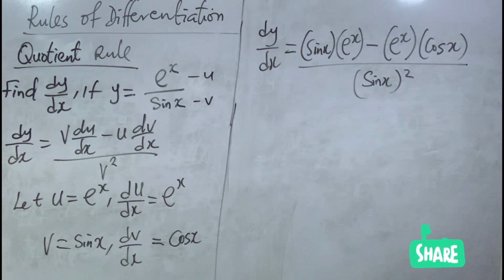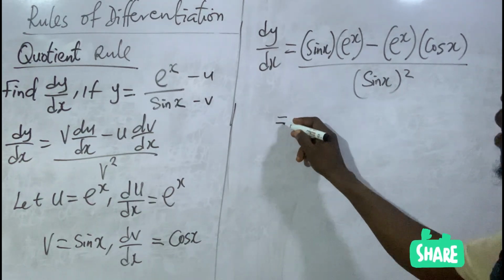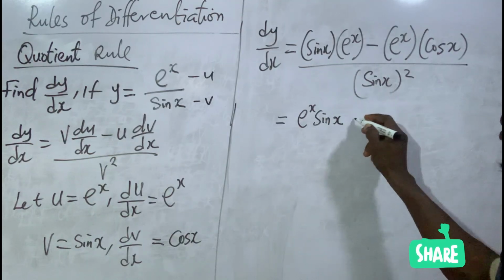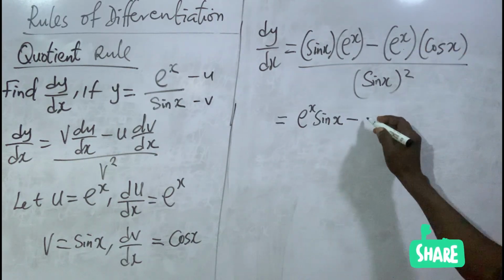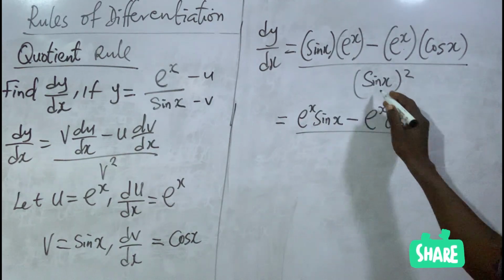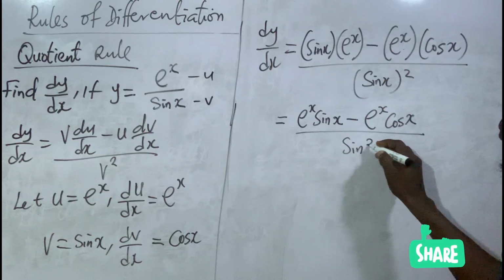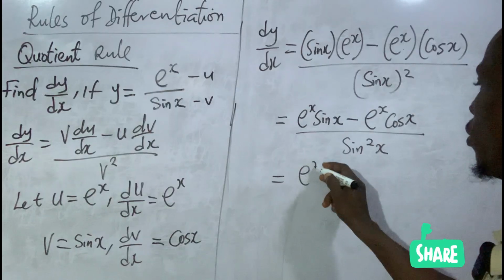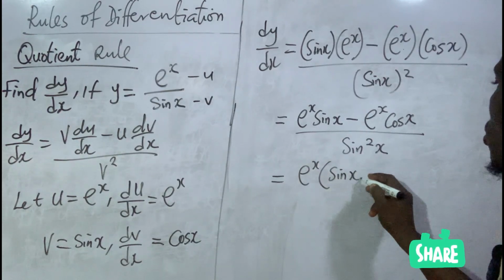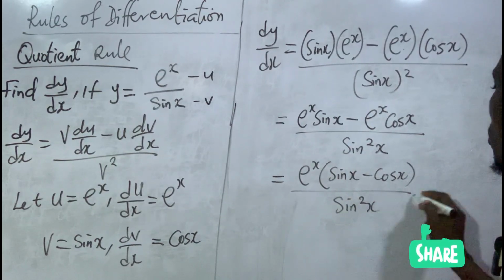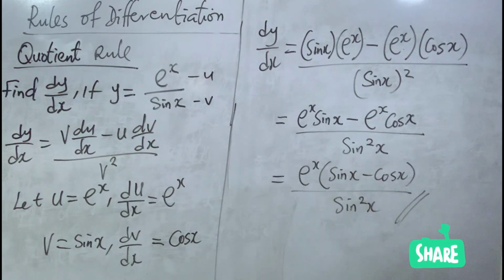Okay, so we are done differentiating. We want to simplify to get our answer. So I'm simplifying. Sine x times exponential x will give us exponential x sine x, minus exponential x times cos x will give us exponential x cos x, all over sine x all squared, which is the same thing as sine squared x. So exponential x is common in the numerator. If I bring it out, I have sine x minus cos x left, all over sine squared x. So this is the final answer for this problem.